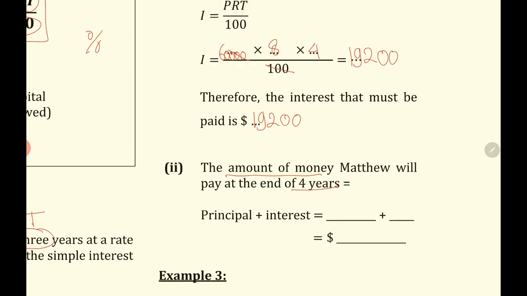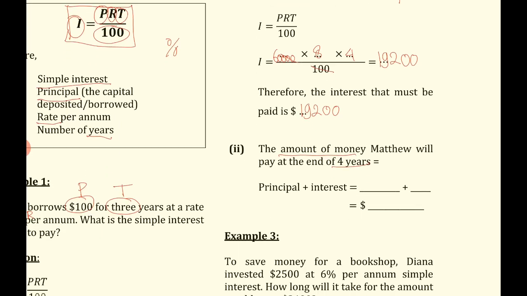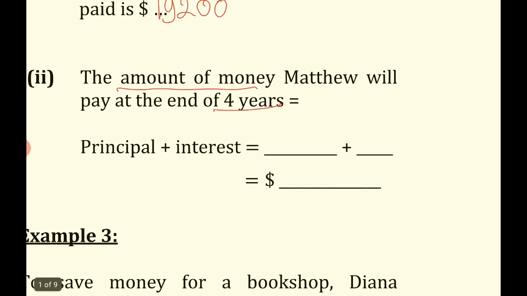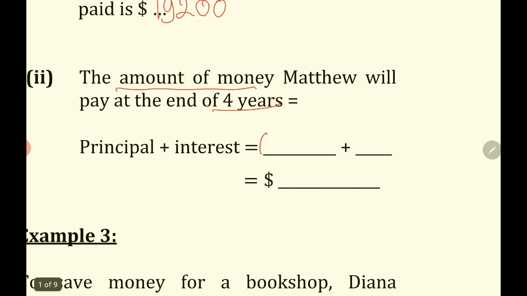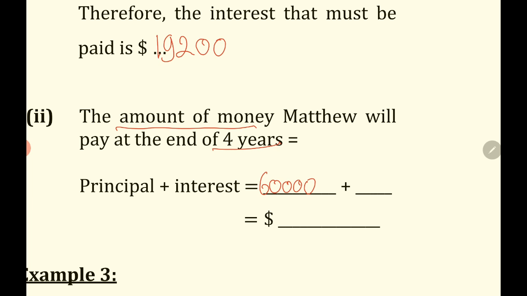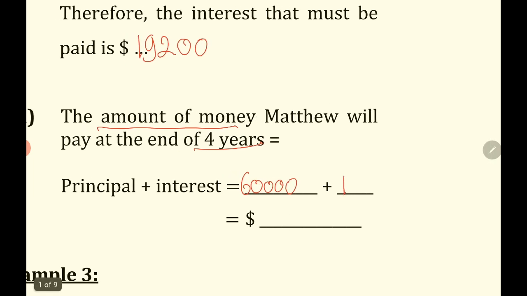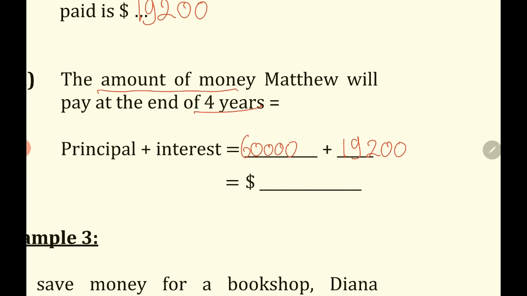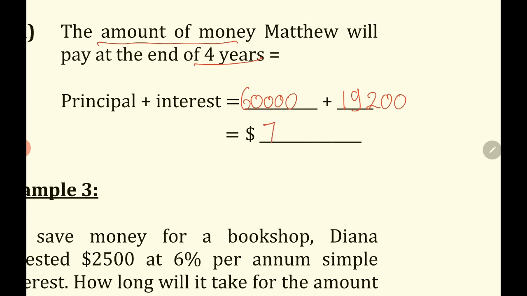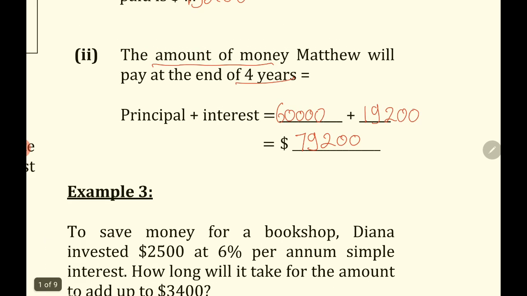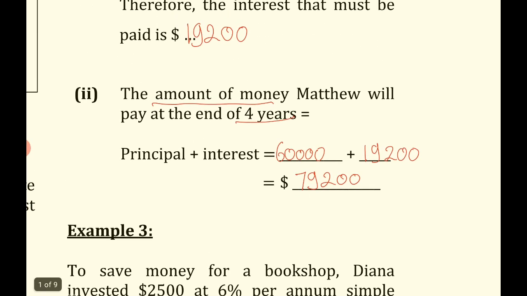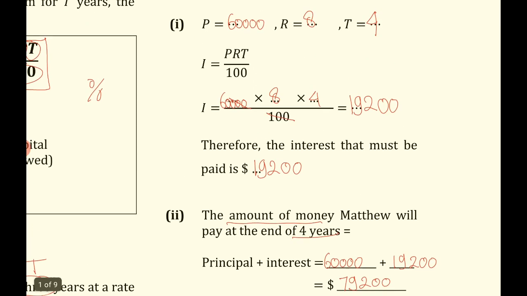Of course, because Matthew borrowed 60,000, he has to return the 60,000. He has to pay the 60,000, plus the interest. Okay, the interest is 19,200. So the total money is 79,200. The total money that Matthew has to pay is 79,200. Okay, I hope you understand.